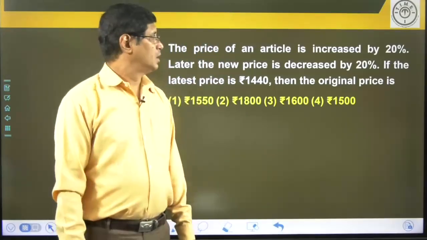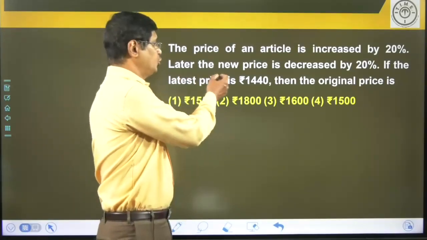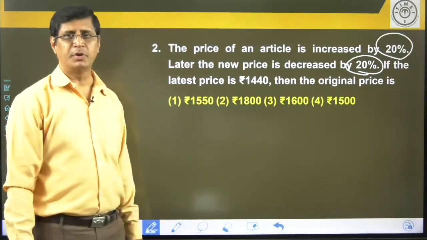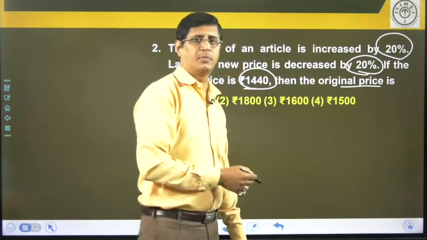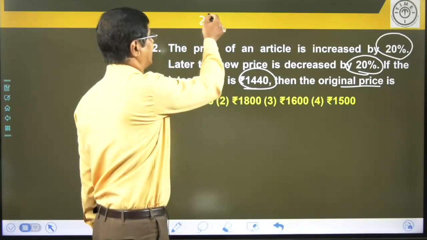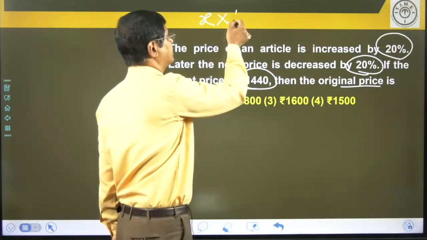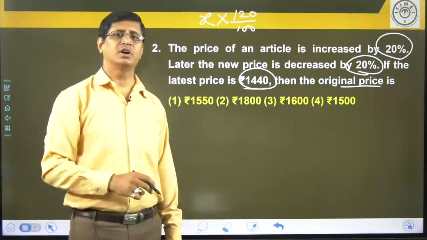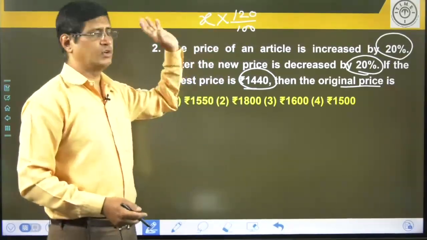Now, look at the second example. Question number 2. The price of an article increased by 20%, and later the new price decreased by 20%. If the latest price is rupees 1440, then how much is the original price? The original price is not given, so I am taking the original price as X. A 20% increase means 20% is added to 100%, becomes 120%. So 120% of the original price.